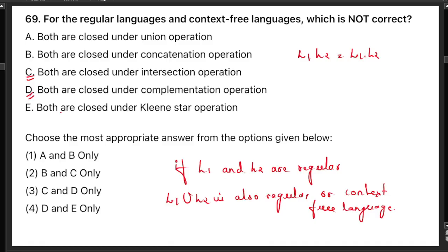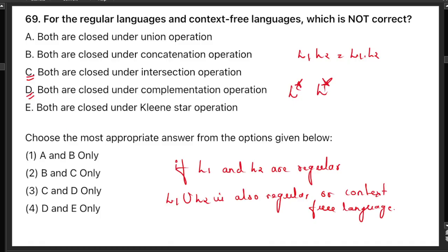If we talk about E, both are closed under Kleene star operation. Both regular and context-free languages are closed under Kleene star. That means if L is regular or context-free, then L star is also regular or context-free. If L is regular, L star is regular. If L is context-free, L star is also context-free. So this is basic, and this is not supposed to be your answer.